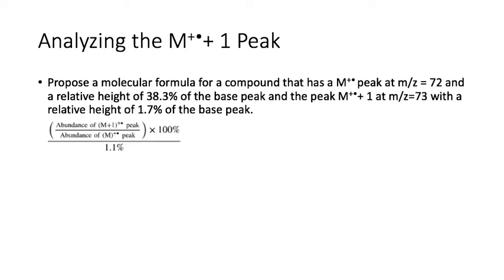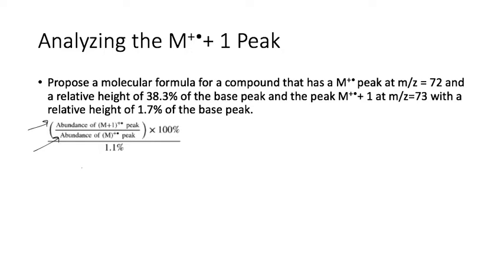Let's say you analyze your data and you find that you have a radical ion peak at 72 and it has a relative height of 38.3% compared to the base peak. Whereas if you have the radical ion +1 peak at 73, notice one step away, that's where the +1 is coming from, and that has a relative height of 1.7 compared to the base peak, can you figure out what the molecular formula is? If I break this down, I can just simply plug these numbers in.